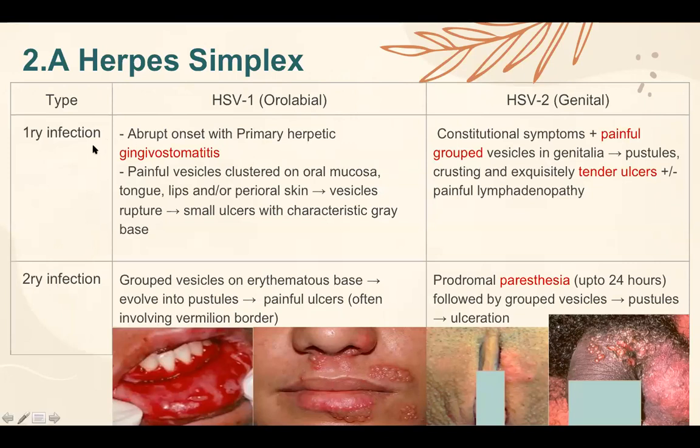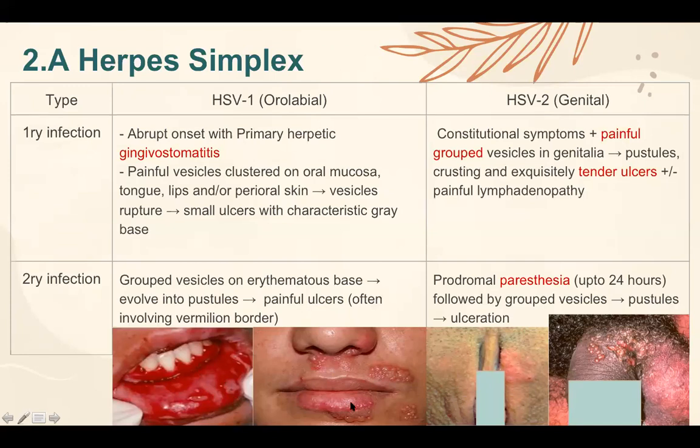The primary infection of HSV type 1 has a characteristic abrupt onset of gingivostomatitis, which is basically erythematous or friable gingiva. And then you have the appearance of painful vesicles that cluster on the oral mucosa, the tongue and lips, which then rupture, producing small ulcers. In the secondary infection, you only have grouped vesicles on an erythematous base, such as in the picture, eventually resulting in painful ulcers. And as you can see, it involves the vermilion border of the lips.